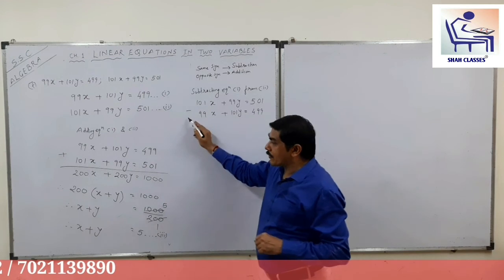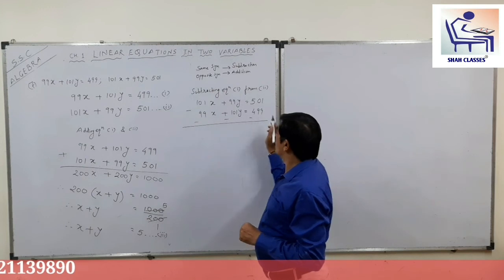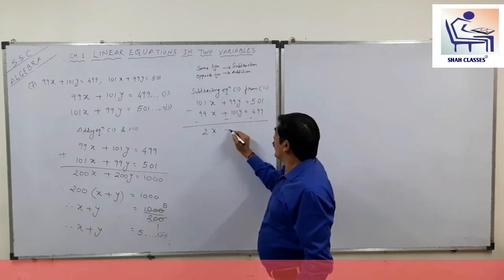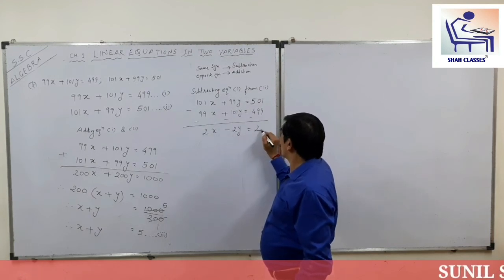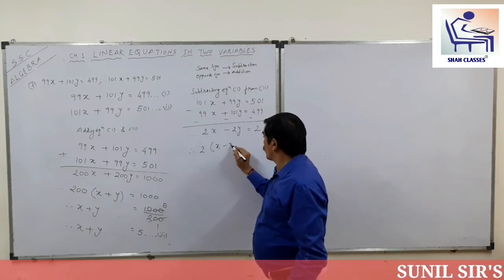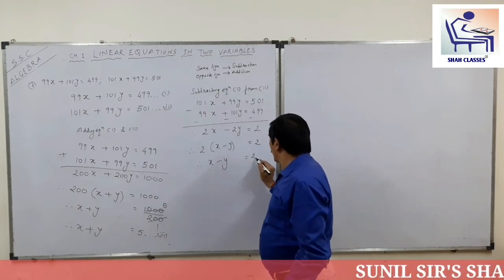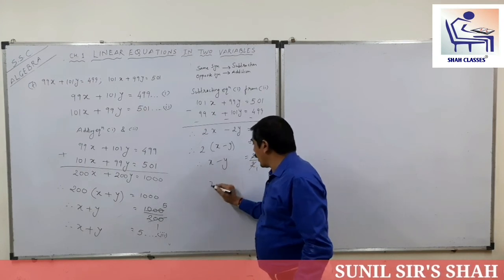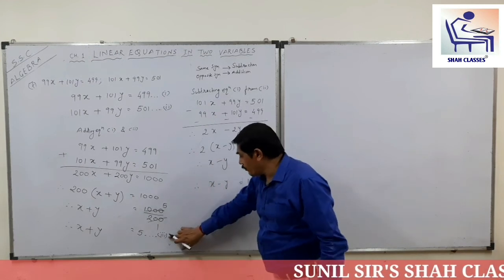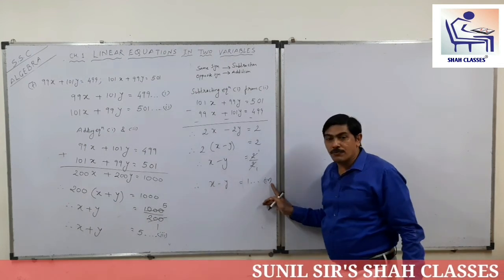Now again, while doing the subtraction, we will change the sign of each and every term. So now 101 minus 99 is equal to 2x, and minus 2y is equal to 2. Okay, so here also we are getting 2 as a common. So 2 into x minus y is equal to 2. So x minus y is equal to 2 divided by 2. We got the final answer as x minus y is equal to 1, and that is your equation number 4. See, if this is your equation number 3, now we got the equation number 4.